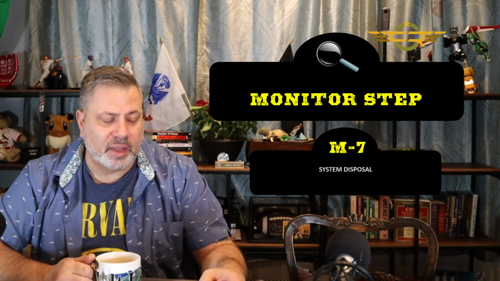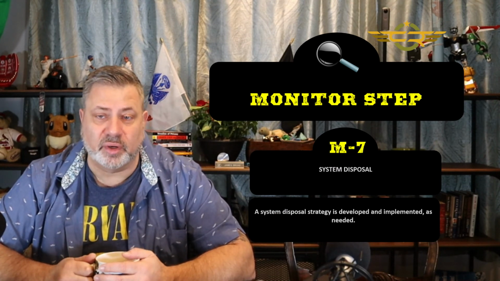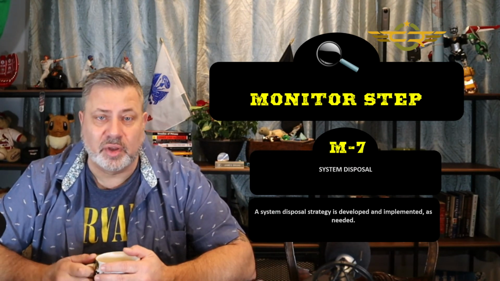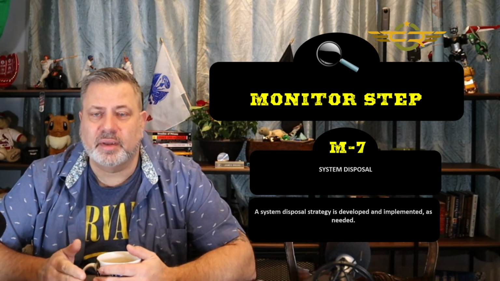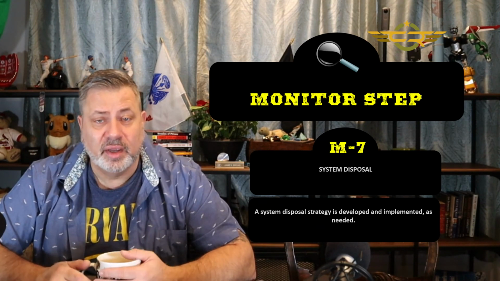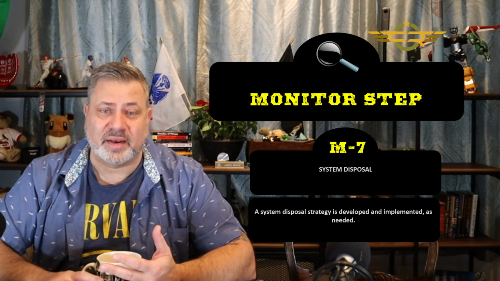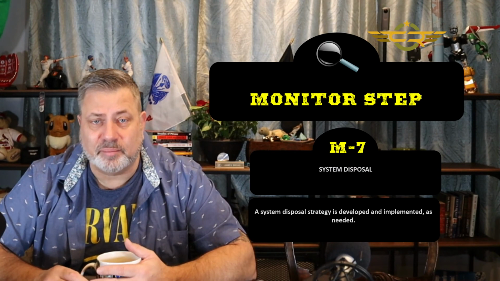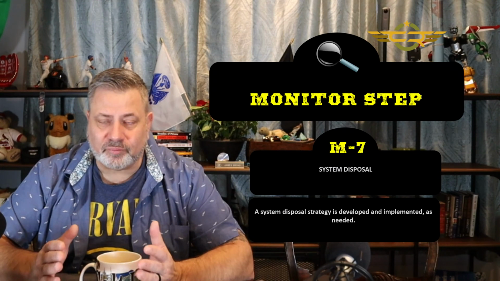So system disposal. This is where we decide we are going to get rid of the information system. It's outlived its life cycle. It's going to be replaced by something else, or we're just not going to have this feature anymore. So the system disposal strategy is developed and implemented as needed. So there's a lot of things we have to think of. High level, we've got to make sure where the data is going. Is there restricted data? Does the data need to be kept? We need to make sure the data doesn't fall into the hands of people that should not have access to that data. So this is really an important step.